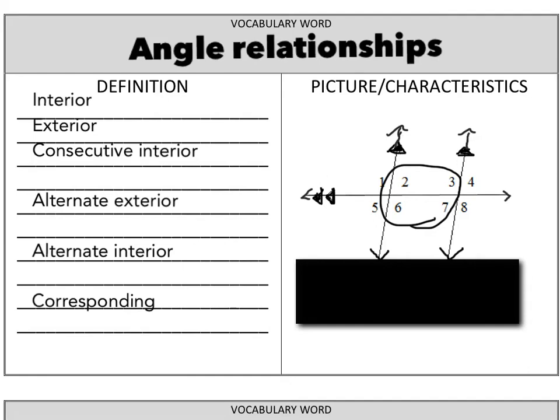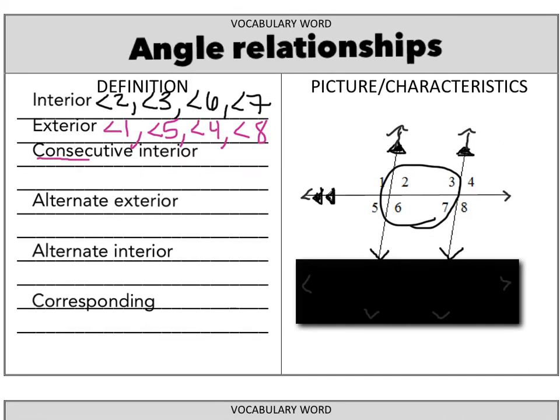So that's angle 2, angle 3, angle 6, and angle 7. All of those are inside the parallel lines. And using that, all the exterior angles would be the ones on the outside. So angle 1, angle 5, angle 4, and angle 8.